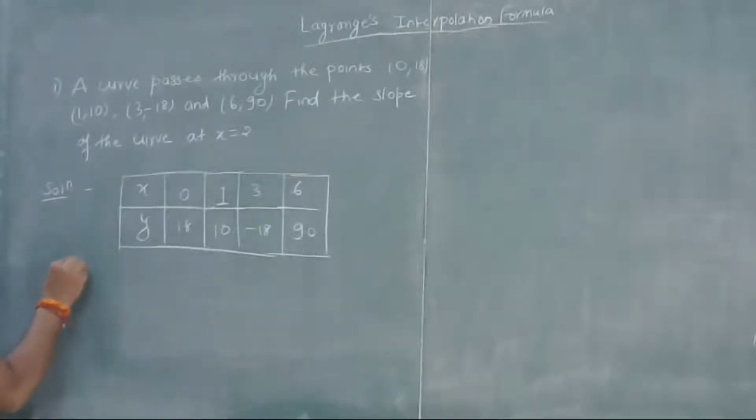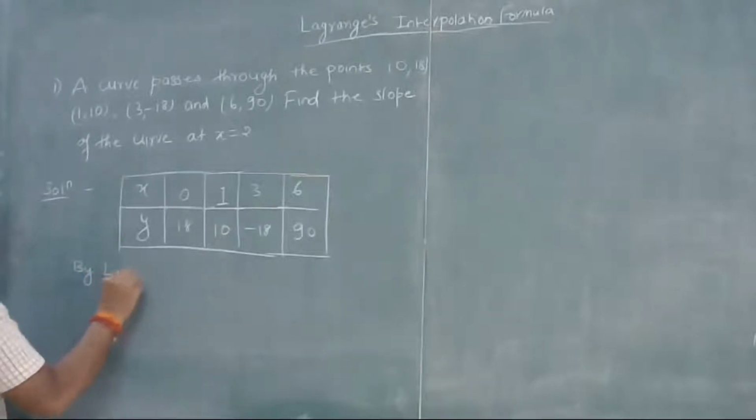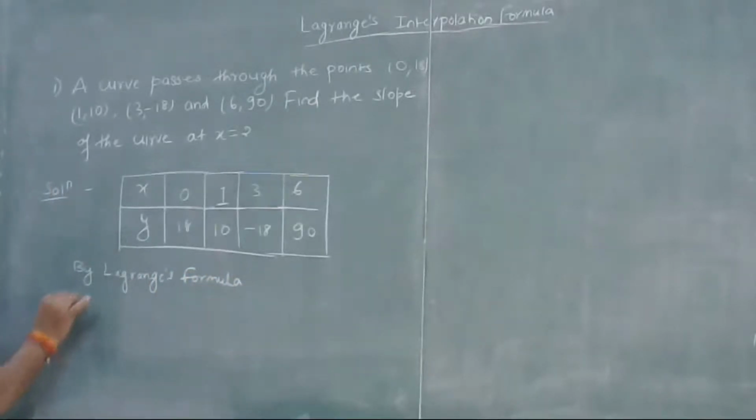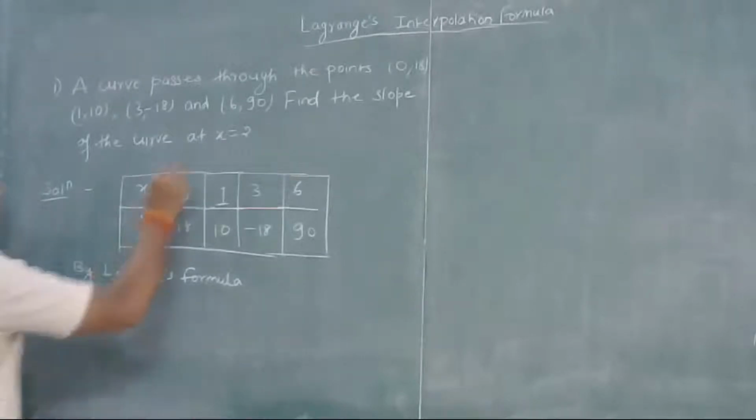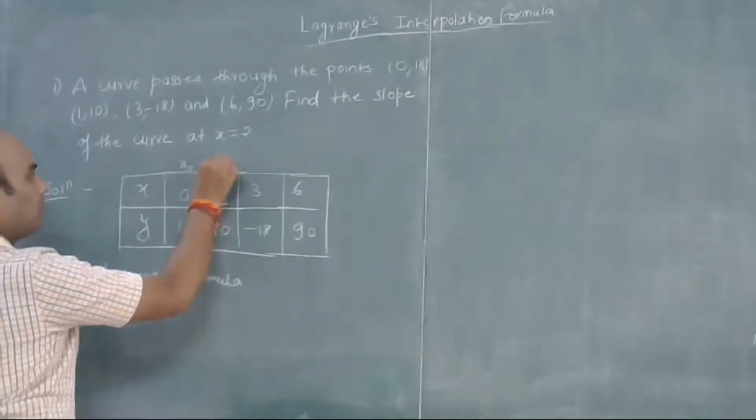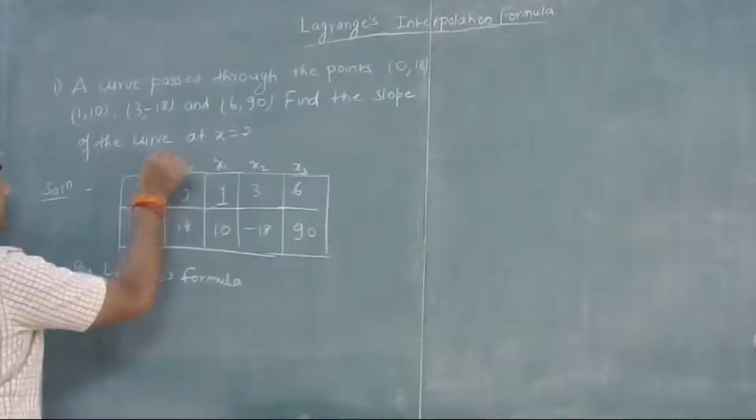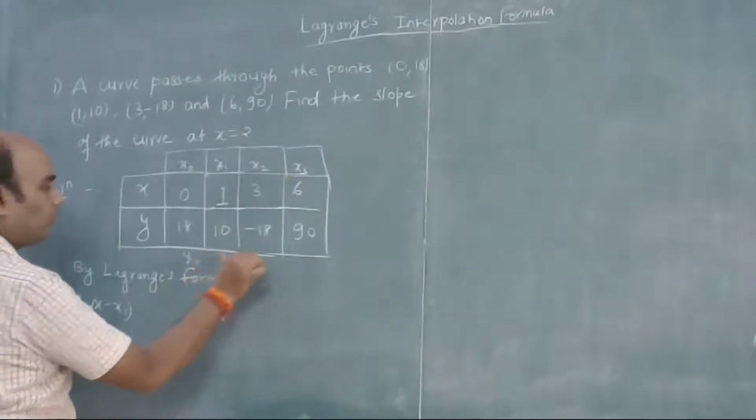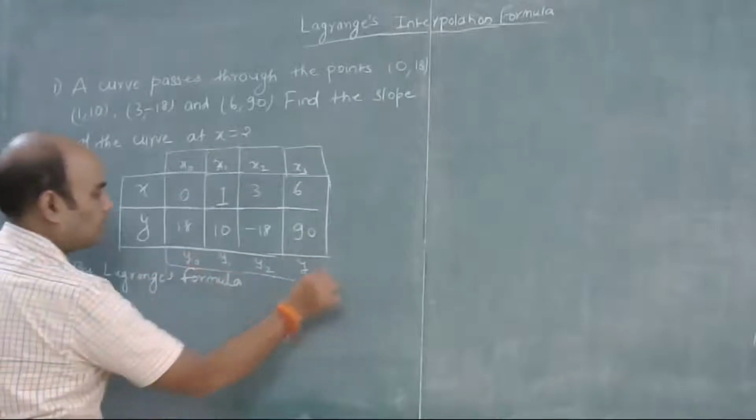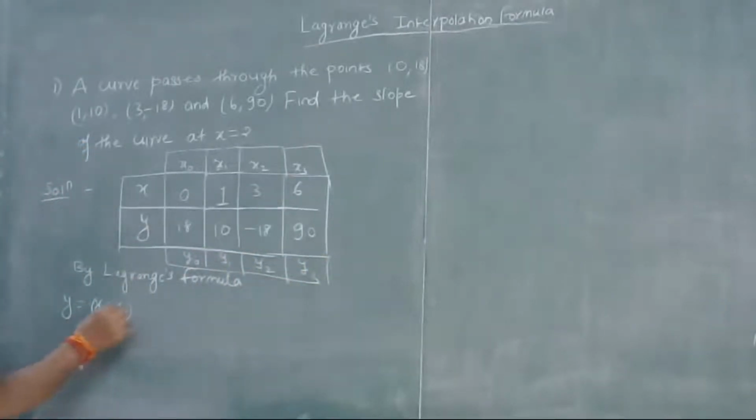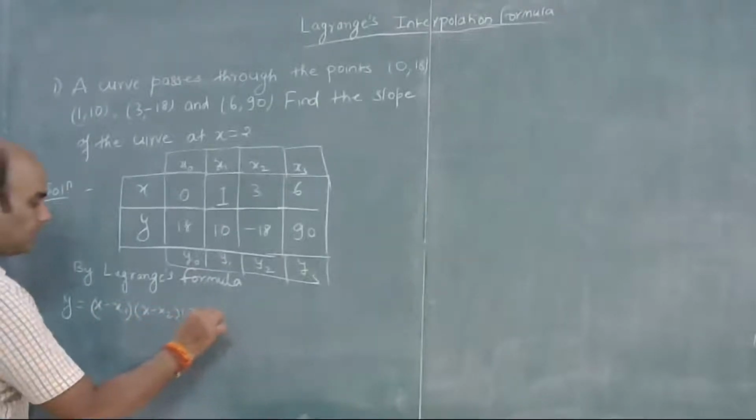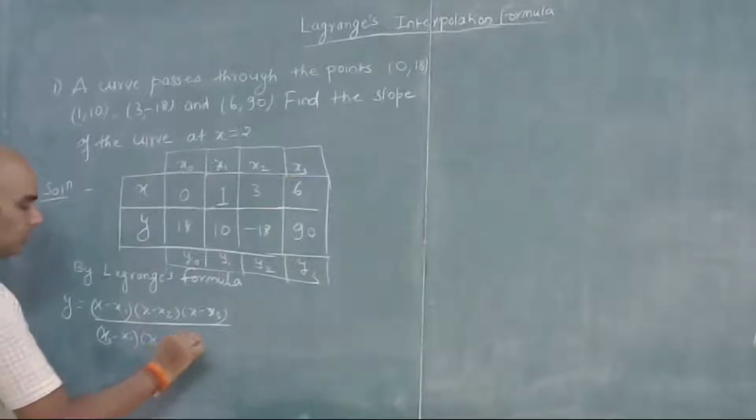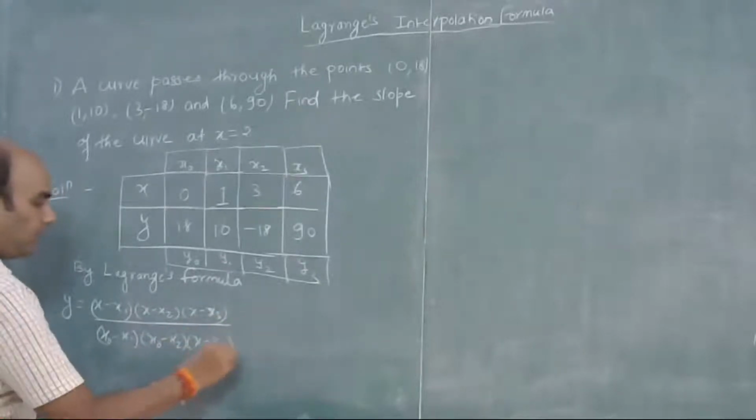So Lagrange's formula: y is equal to, this will be x0, this will be x1, x2 and x3, and similarly y0, y1, y2 and y3. The first term is (x minus x1)(x minus x2)(x minus x3) whole divided by (x0 minus x1)(x0 minus x2)(x0 minus x3), whole multiplied by y0.